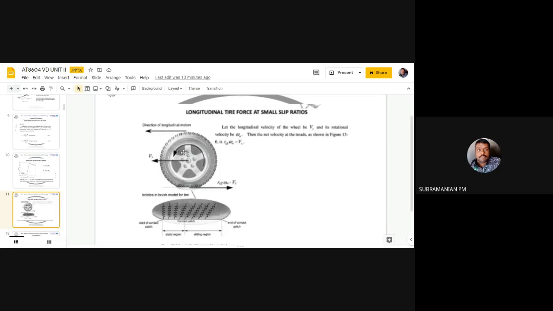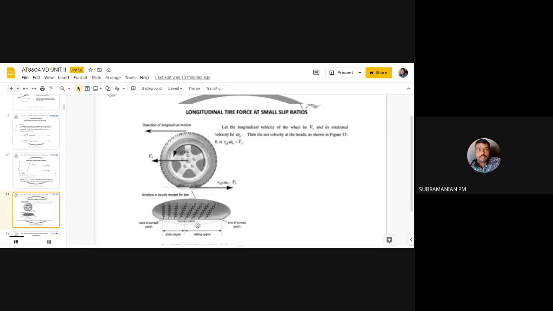So what will happen? This difference will be taken into account when the threads make contact with the road. That is, you can see you have a thread that will be making contact with the ground. So in this region, I can feel this difference, that is, the difference between the equivalent rotational velocity minus the linear velocity.